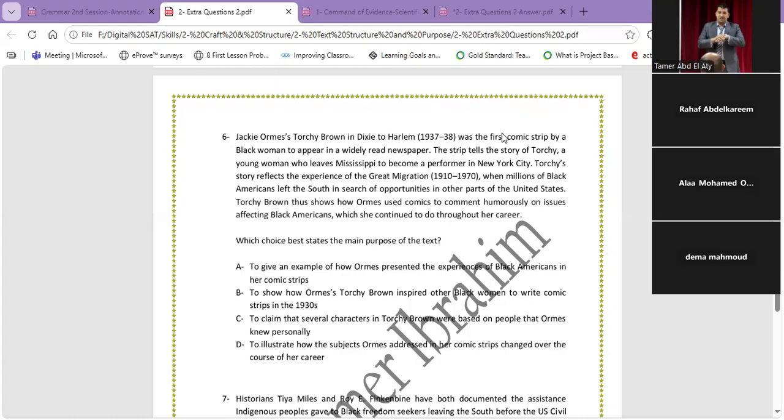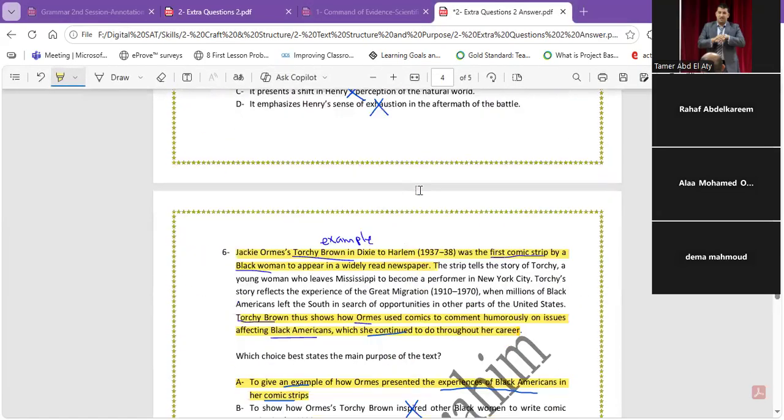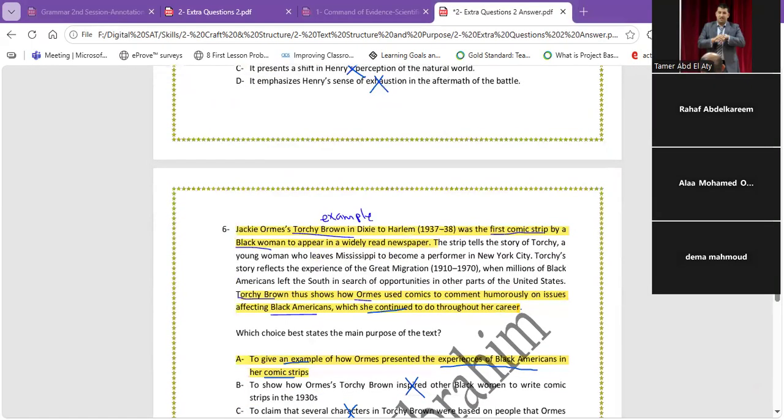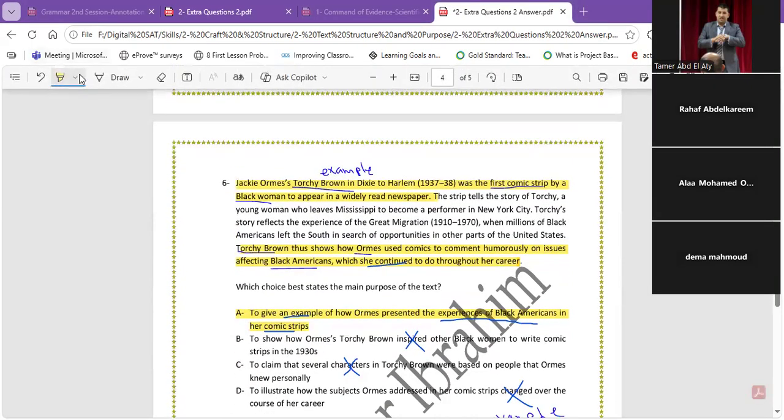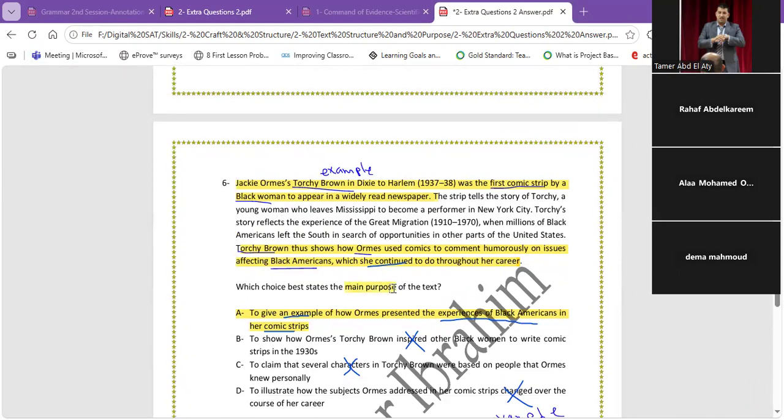Okay. We have only one that got this question wrong. This is my turn now. I'm going to explain about myself. Asir, Ayman. Whenever we ask about the main purpose, we read the first sentence and last sentence, Yasser. Here he said Jacques Holmes's Torchy Brown in Dixie to Harlem, 1937-38, was the first comic strip by a black woman to appear in a widely read newspaper.